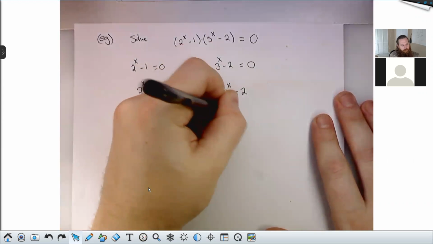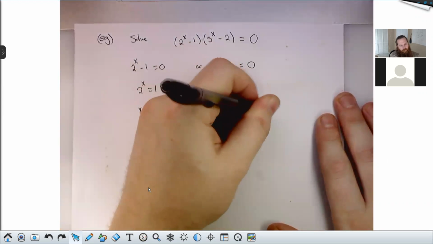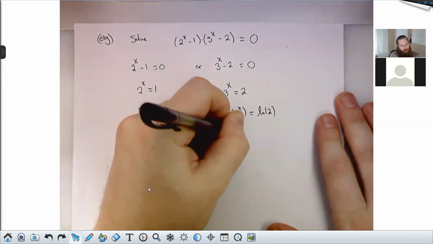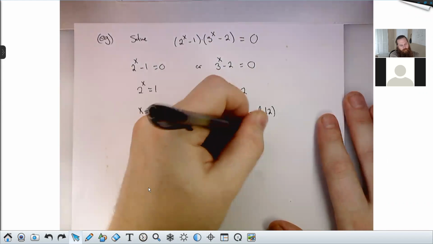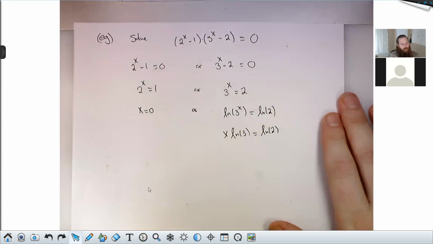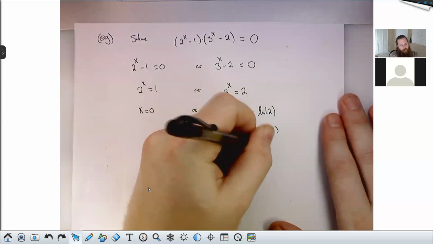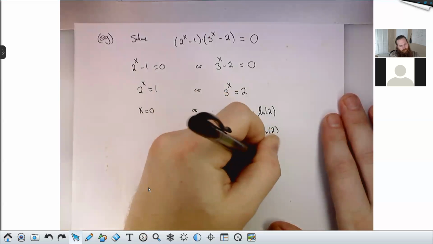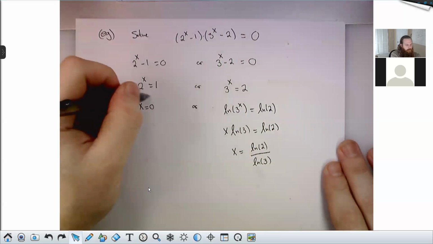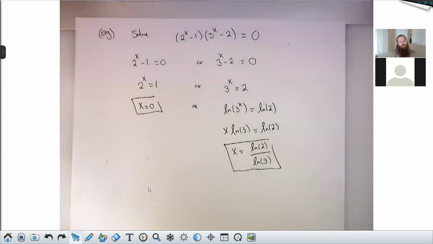Here, I can take the natural log of both sides, and I get the natural log of 3 to the x equals the natural log of 2. The natural log of 3 to the x is x times the natural log of 3. So that's x times ln 3 equals ln 2. And then I can divide both sides by ln 3. So I have these two solutions, 0 and log 2 over log 3.